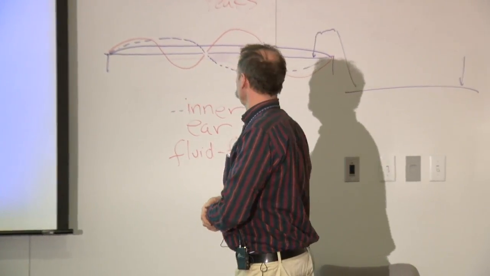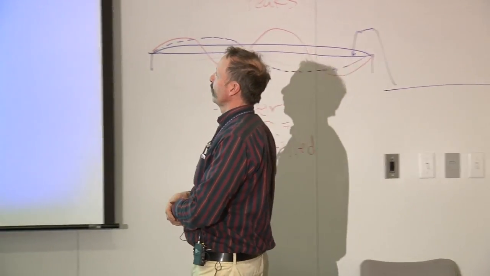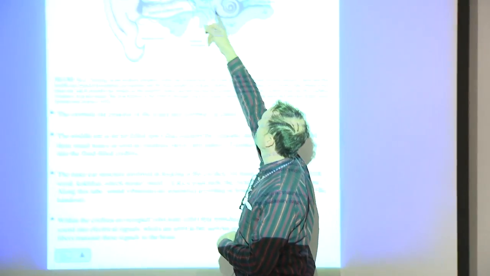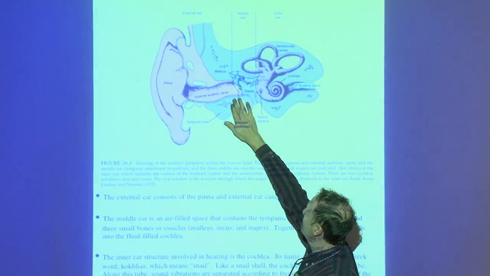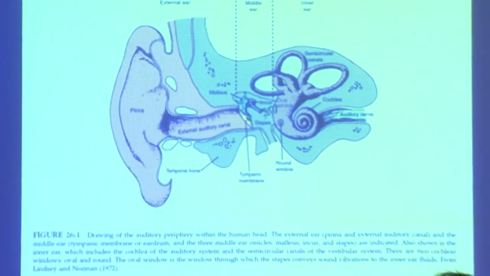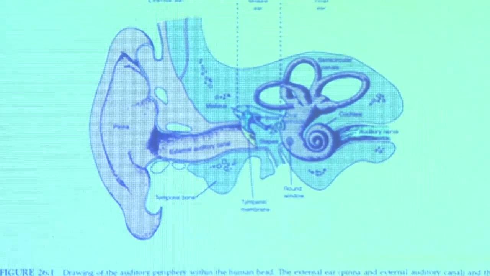Okay, what is the function of the middle ear? Why do we have these three bones? Why do I have the eardrum? Why doesn't sound come right in and strike the inner ear itself?